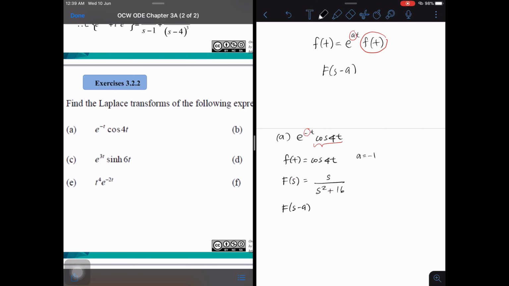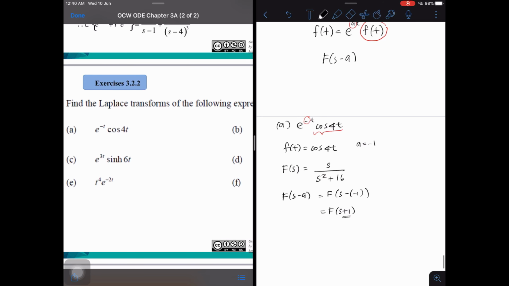Now our a is negative 1, therefore we will have f(s) minus negative 1. Okay, so what you will have here is f(s+1). So what is the meaning of f(s+1)? For every s you need to write plus 1 beside the s. So what you will have for your final solution, if f(s+1) is equal to (s+1) over (s+1) squared plus 16, every s you need to replace by s plus 1. So this is the solution.